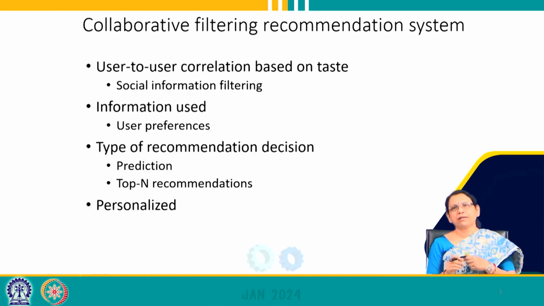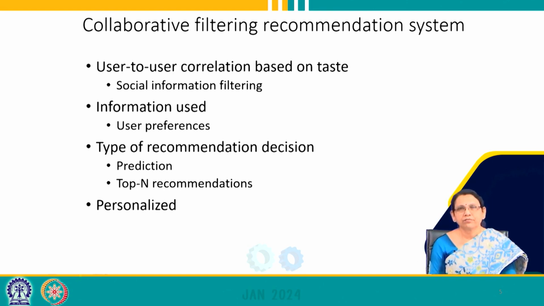Next comes collaborative filtering. In fact, if you look at the history of recommender systems, collaborative filtering is one of the very first algorithms which was proposed long back, maybe around the 90s. So, here the recommendation is not like that content based system. Here the user correlation based on their taste is used. Initially this used to be called social information filtering.